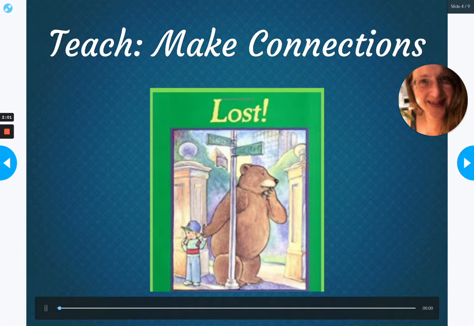When we think about illustrations, we want children to be able to look at them and make connections to their own lives. Asking questions that have to deal with making connections are some of my favorite questions to ask kids. Let's look at this book, Lost, by David McPhail. The title is Lost. That gives us clues. We see that a boy is holding the hand of the bear.